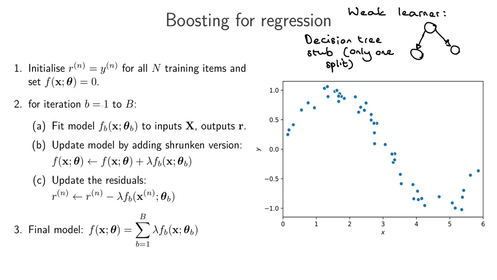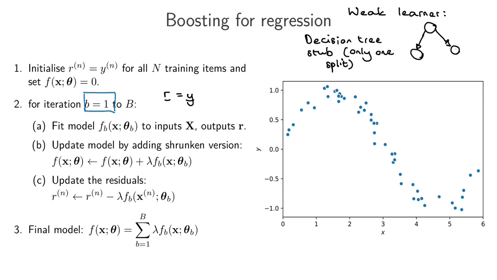Next step, we go for iteration b equal to 1 up to B. Let's say we're just in b equal to 1, that first iteration. Because of the way we initialized, our residual vector is just equal to our target vector. So in step 2a, which says fit model f1(x; theta 1) to inputs x, outputs r, that's really saying outputs y. In the first iteration, we're simply fitting a model to our input-output data.